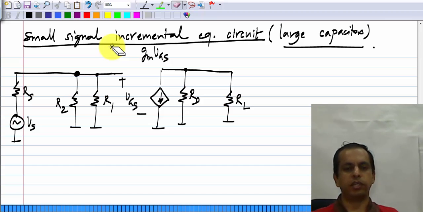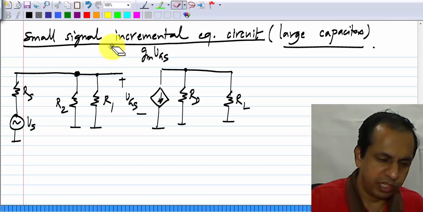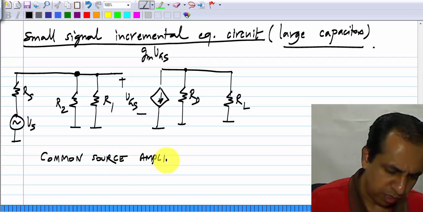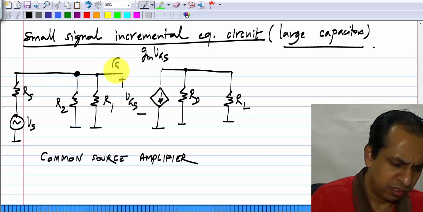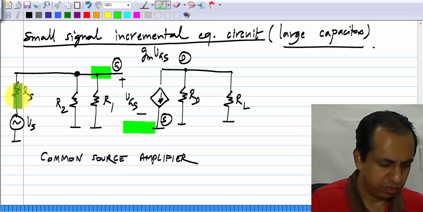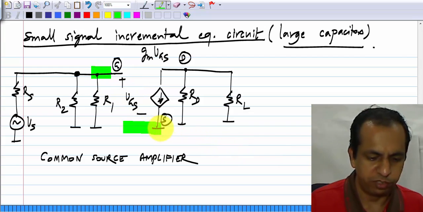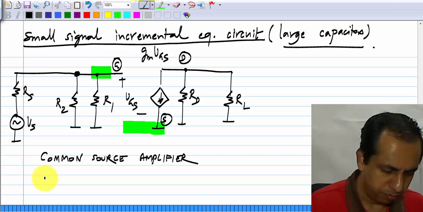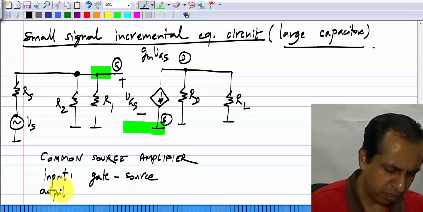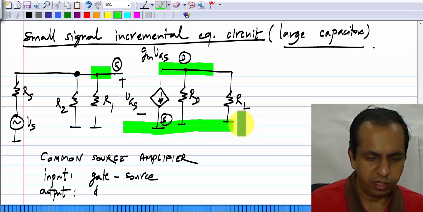This is the final equivalent circuit assuming large capacitors, and this basic amplifier is known as a common source amplifier because the MOS transistor has gate, source and drain, and the input is applied to these two points. This Vs somehow appears between these two, or a fraction of it will appear. So, the input is applied to gate source and the output is taken between the drain and source terminals.